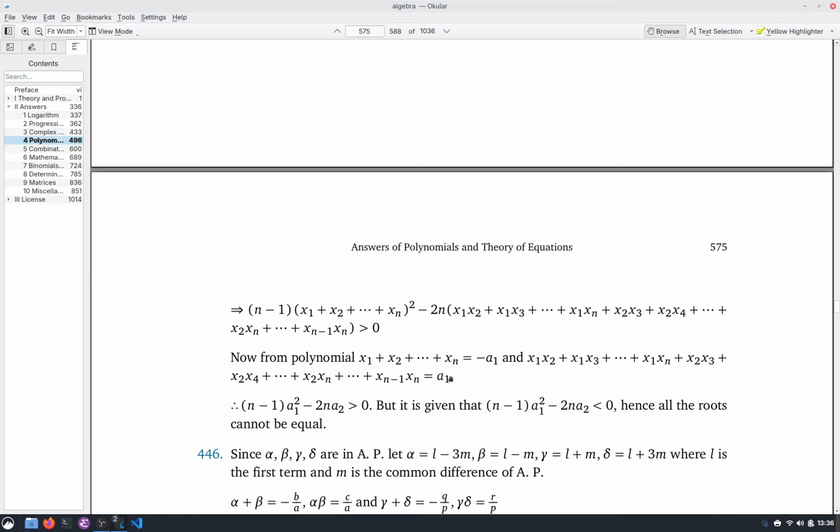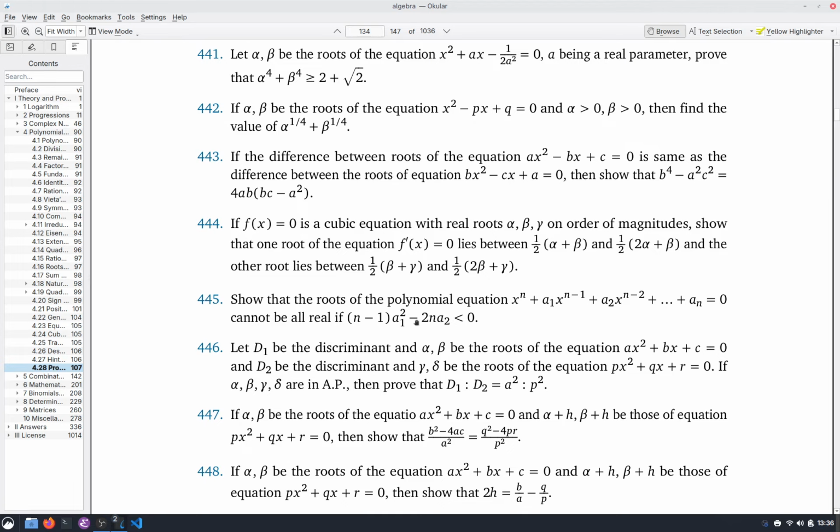No, this will be a2 actually. It's a typing mistake. This is a2 from Vieta's relationship. So from this we can say that (n minus 1) a1 squared minus 2n a2 is greater than 0. But it is given that (n minus 1) a1 squared minus 2n a2 is less than 0. Hence all roots cannot be equal.